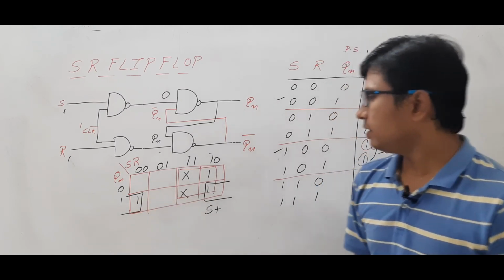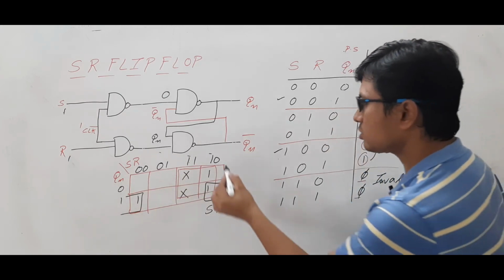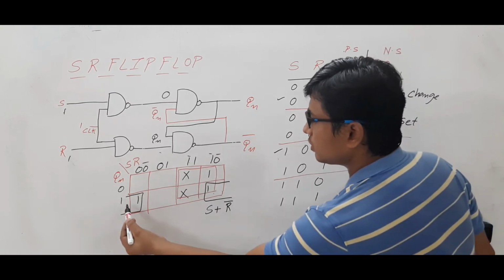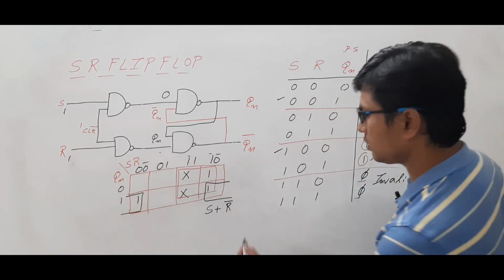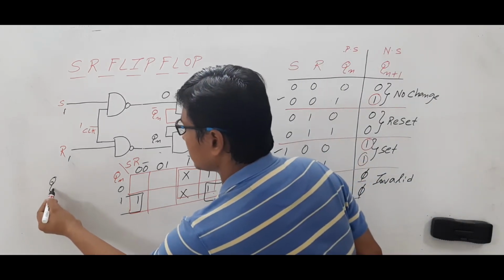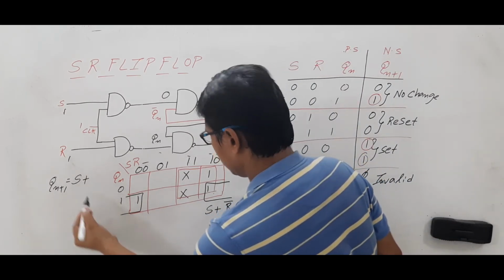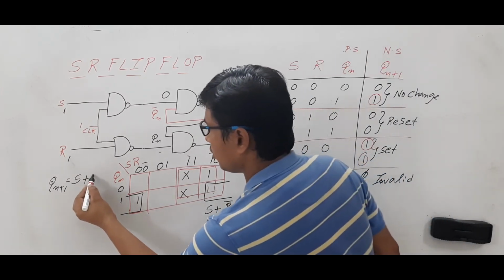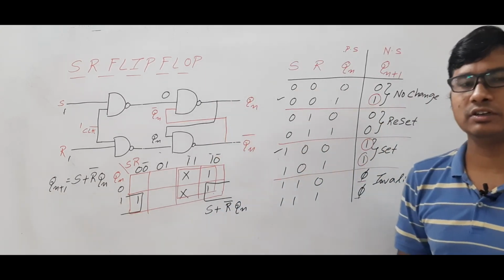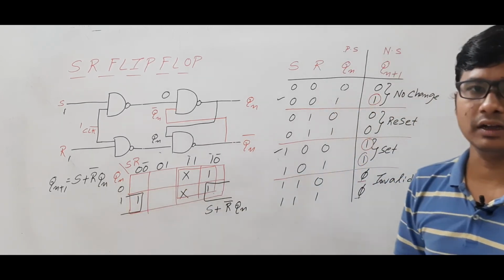Okay, now what will be the next one? It is 1 0, this is 0 0. Which is common? This 0 is common, which is equal to R complement. In the row side, it is 1, which is equal to Qn. So, Qn plus 1 can be written as S or R complement Qn. This is the characteristic equation of the SR flip-flop. Using this one also we can draw the circuit.